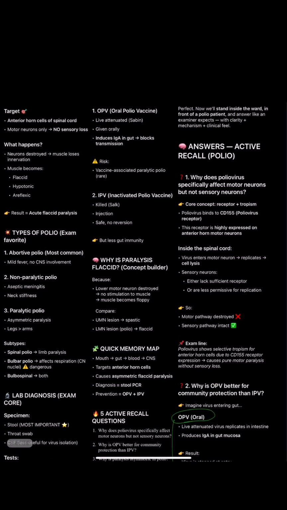Now let us see about oral polio vaccine. It's the live attenuated Sabin vaccine. It's given orally. It induces IgA in the gut and blocks the viral transmission in blood. The risk is of VAPP, that is vaccine-associated paralytic polio, and there is also VDPV, vaccine-derived poliovirus.